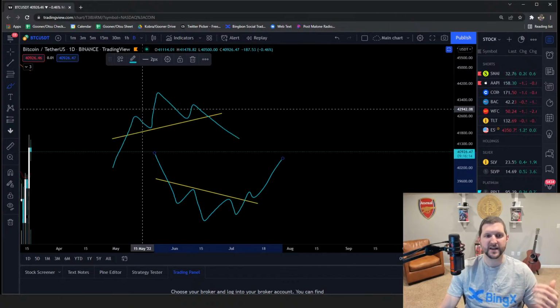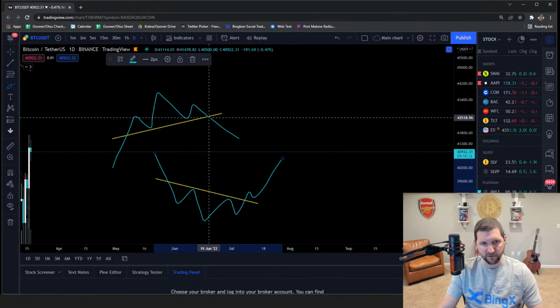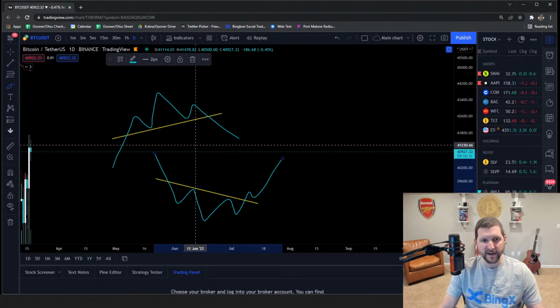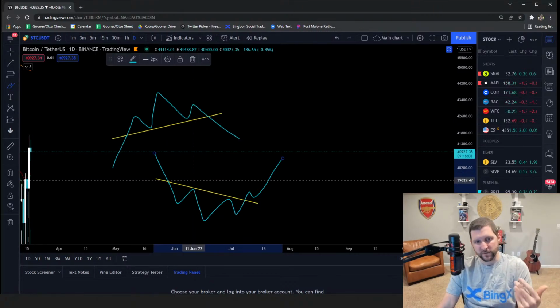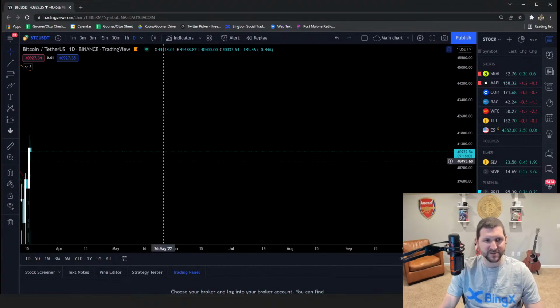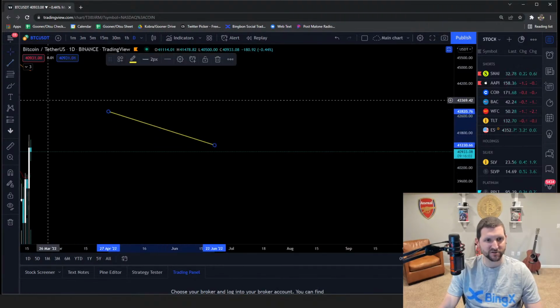You want to see a nice clean touch of a neckline, a nice trend line, okay? Not only that, I like these upsloping or downsloping because a lot of times you'll see people post a head and shoulders like this.